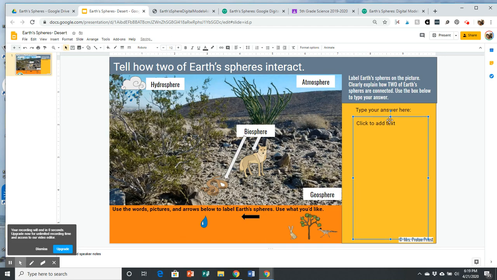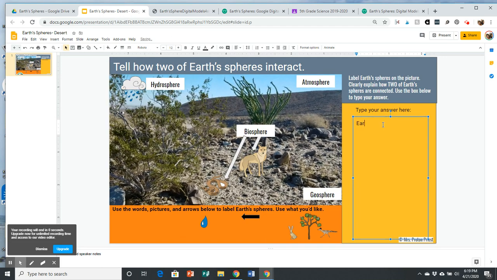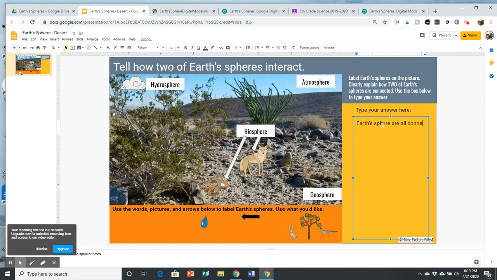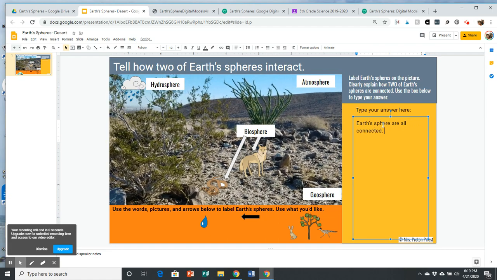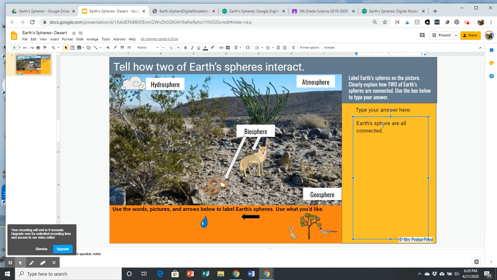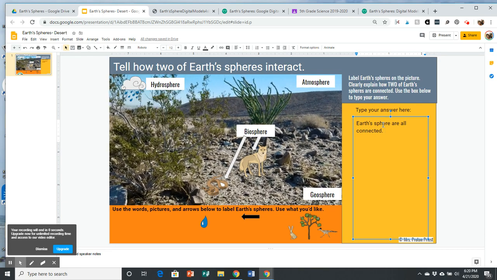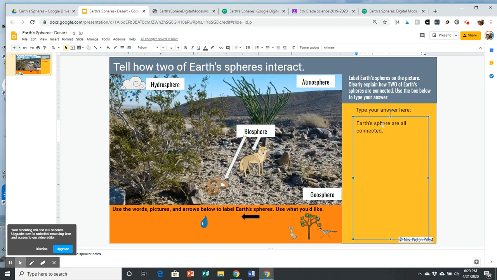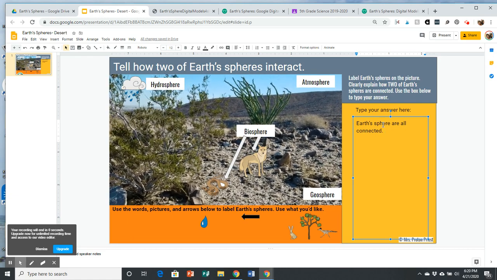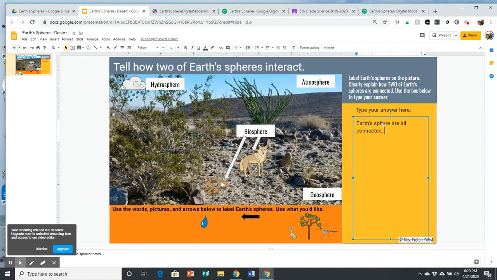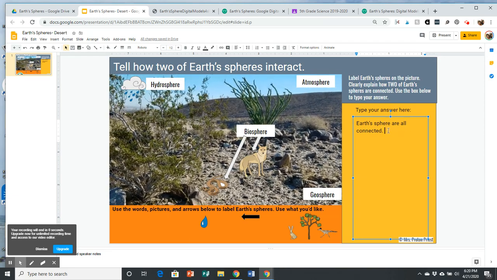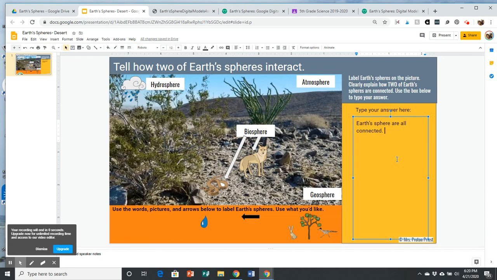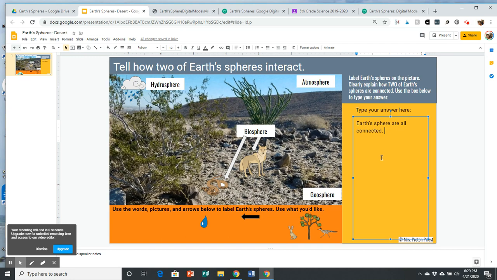So you might want to start off by saying Earth's spheres are all connected. And then you're going to go into detail about the sphere you pick and how they're connected. How, if you're talking about water, the hydrosphere, and plants, the biosphere, how plants need water to grow. And so you're going to talk specifically, the 2 spheres I'm talking about today are the biosphere and hydrosphere, and then go into detail about how they're related. So that's going to get typed here.